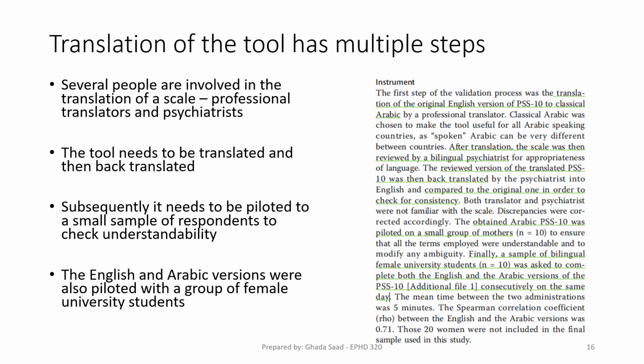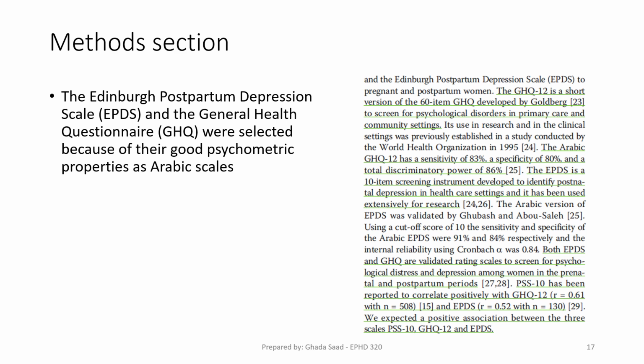First, the authors had to translate the scale. And as you'll see here from the excerpt and from the summary points, it is not a straightforward step. It is a rigorous exercise to correctly translate a scale and make sure that it is understandable. In the methods section, there is a thorough description of the other scales that were selected to measure external validity of the perceived stress scale.